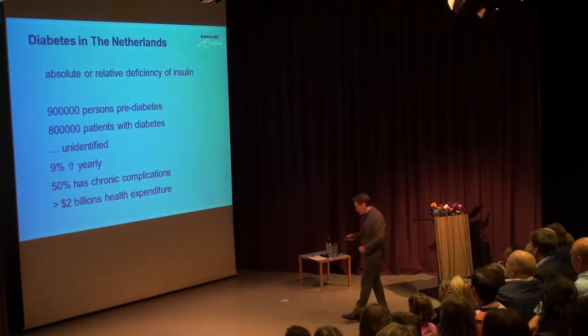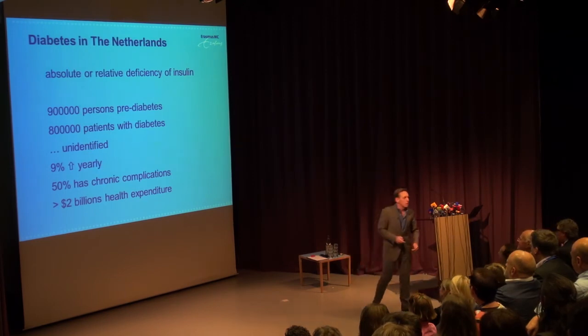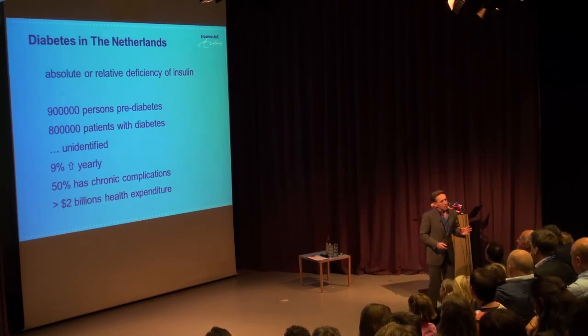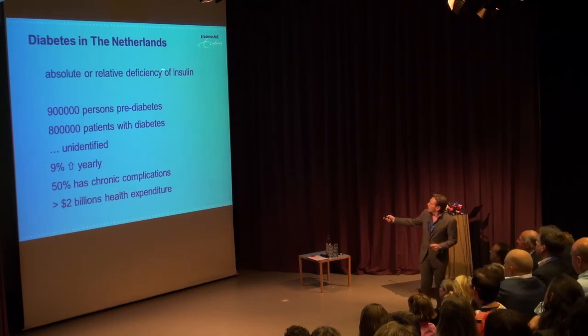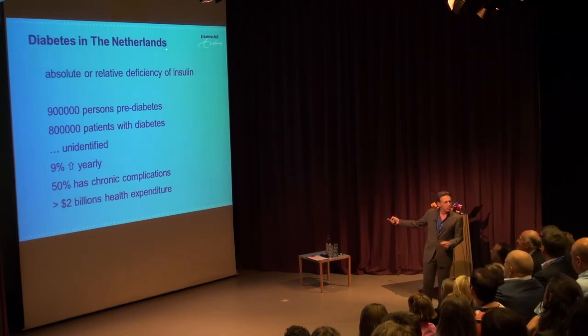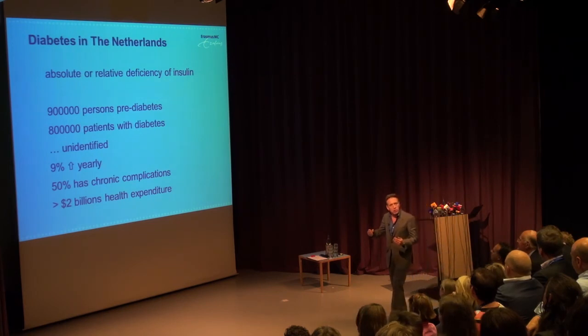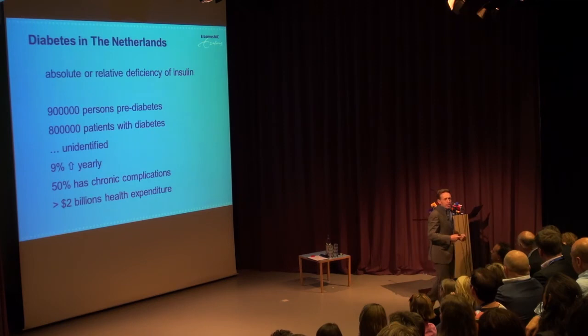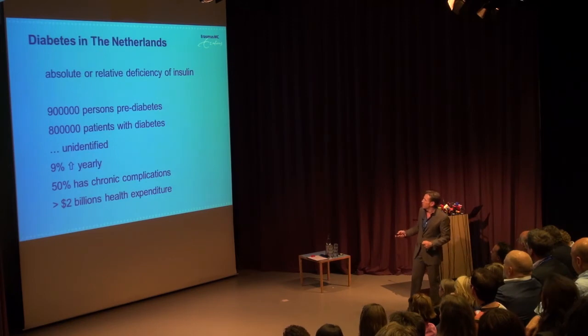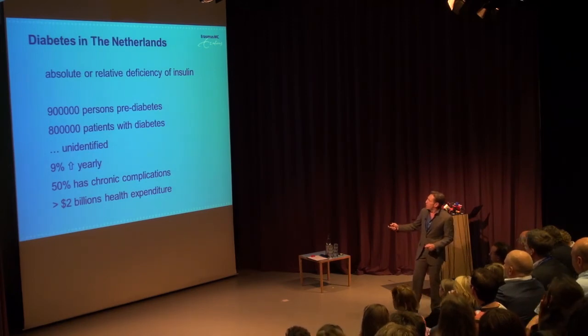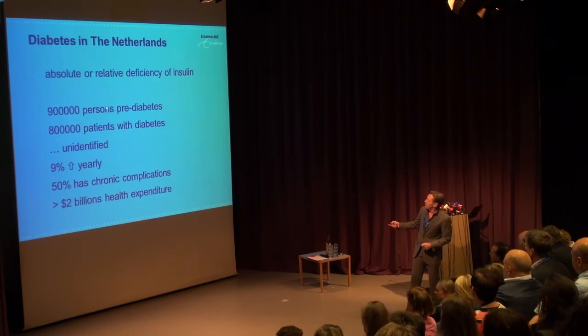Why did I choose diabetes? Diabetes is a disorder of the carbohydrate metabolism. You have a shortage of insulin, which causes your glucose to rise in your blood. So hyperglycemia. And the hyperglycemia causes all these complications I mentioned on the first slide. It's a huge problem at the population level.